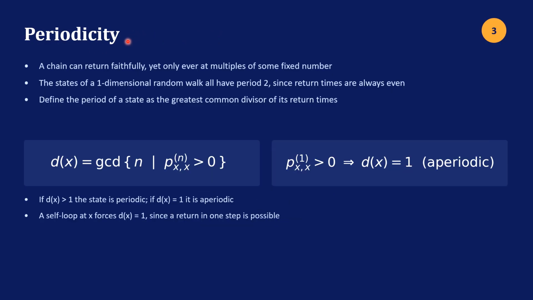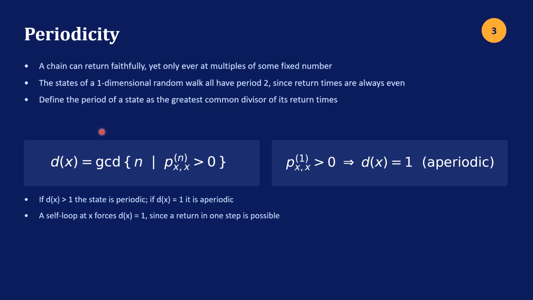Periodicity, what is that? You probably have an idea just from the term. A chain can return faithfully, yet only at multiples of some fixed number. So that's sort of the idea of periodicity. An example of that was the one-dimensional random walk, where all the return times to a state were multiples of 2, an even number of return times. So the period was 2 in that case.